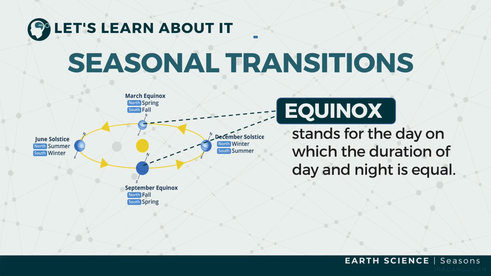Equinox stands for the day on which the duration of day and night is equal. Similar to solstices, there are also two equinoxes. The noon altitude of the Sun during the equinox is midway between the altitudes of summer and winter. Shadows cast by vertical objects are also midway in length between those cast in summer and winter.